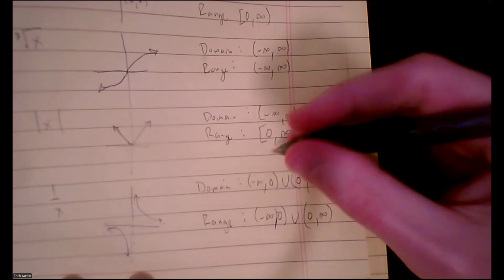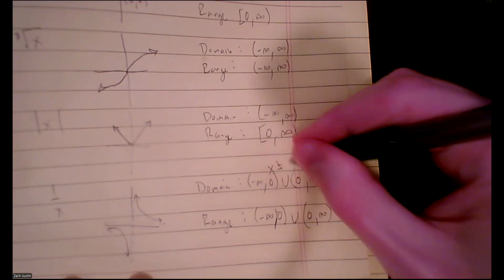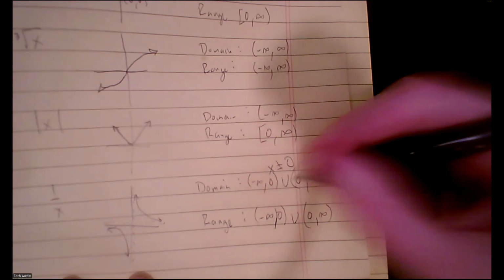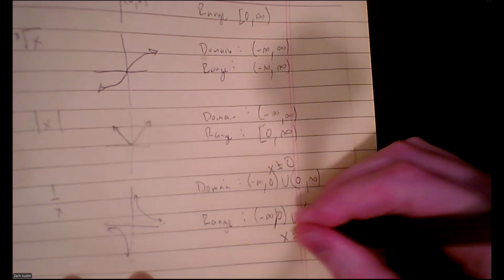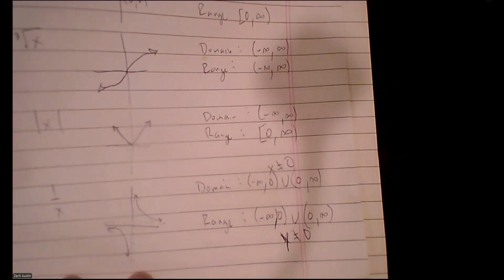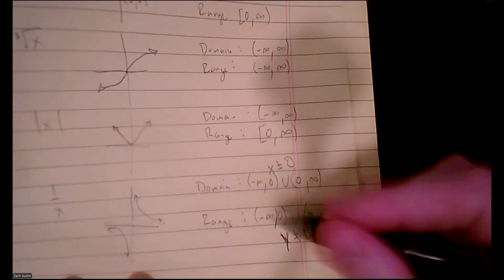If I was to ever ask you this on a question, I prefer this solution. X can be whatever you want except for 0. Same thing for the range. Y can be whatever you want except it can't be 0. So those are two different ways to say the same thing. MyMathLab is going to want the intervals, so that's why we kind of focused on those.